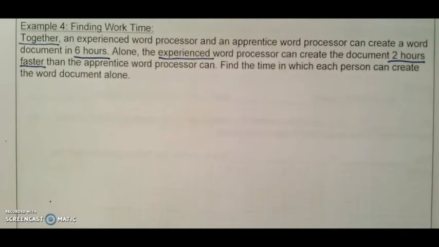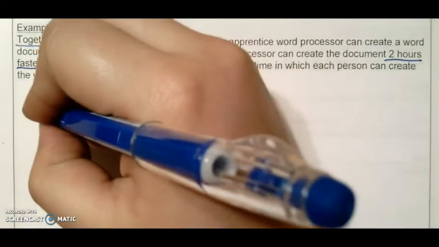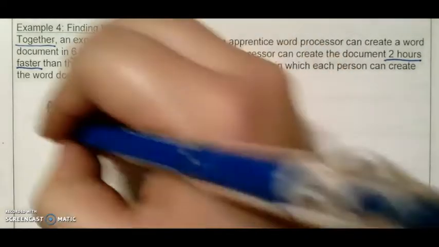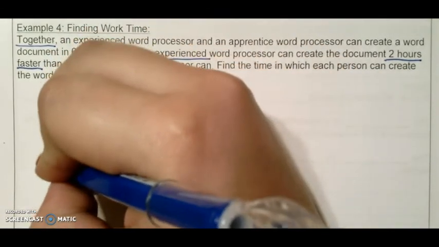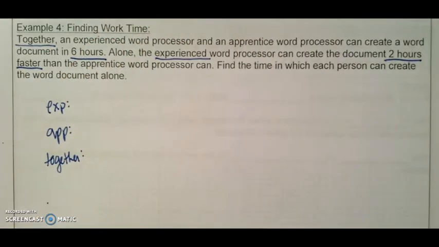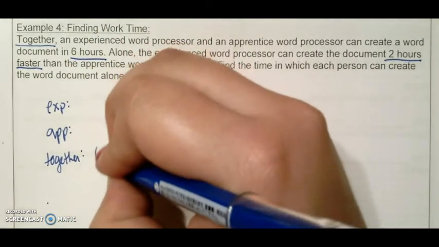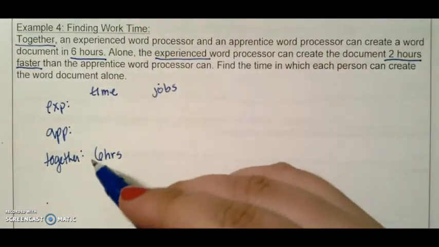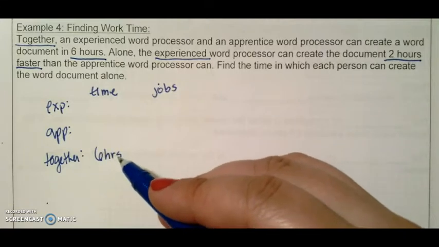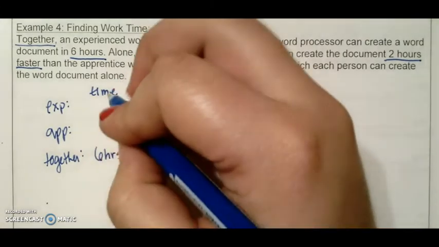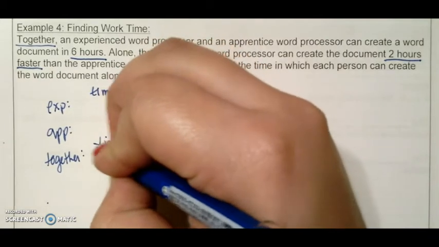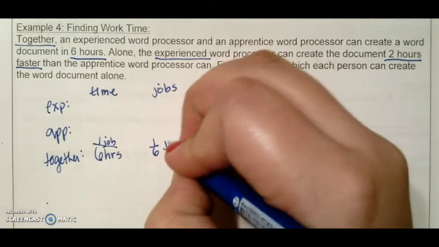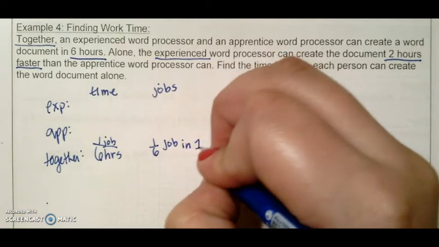So what I'm going to do is come down here and say we have 3 different scenarios. We have the experienced, I'm going to say that's EXP, the apprentice, APP, and then we have together. Together the time is 6 hours. This is the amount of time, and this is how many jobs they can complete in 1 hour. If together they completed 1 job in 6 hours, then they complete 1/6 of the job in 1 hour.